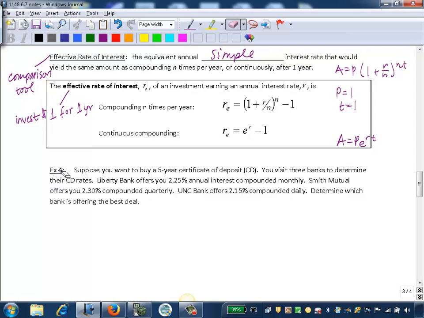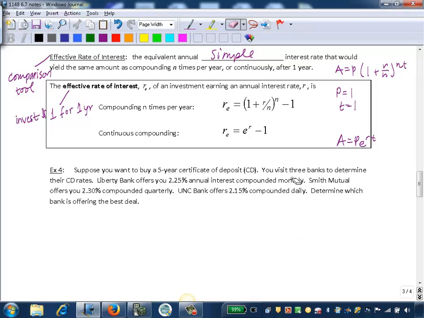So let's go right to this example 4. Suppose you want to buy a 5-year certificate of deposit, CD. You visit 3 banks to determine their CD rates. Liberty Bank offers you a 2.25% annual interest compounded monthly. Smith Mutual offers you 2.30% compounded quarterly. And UNC Bank offers 2.15% compounded daily. We want to determine which bank is offering the best deal.